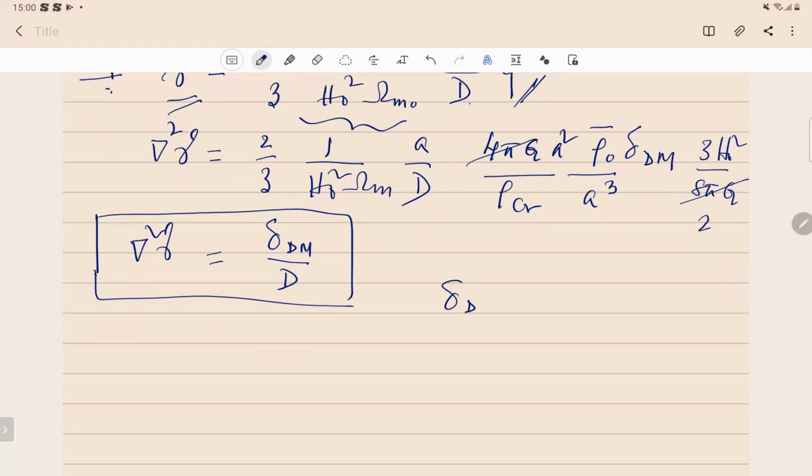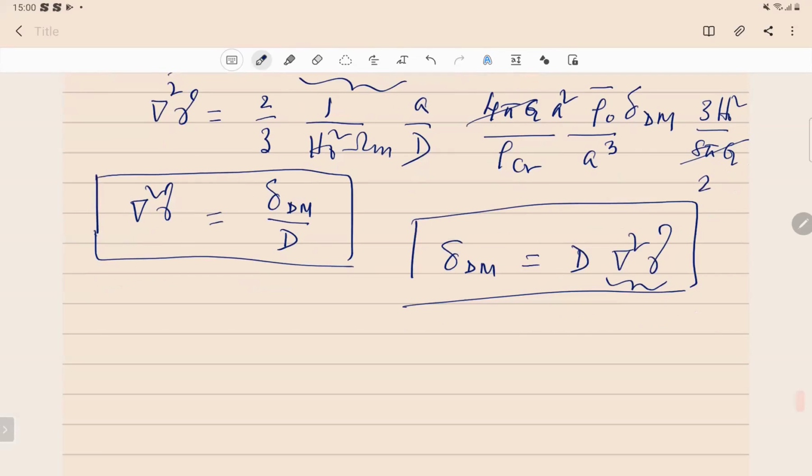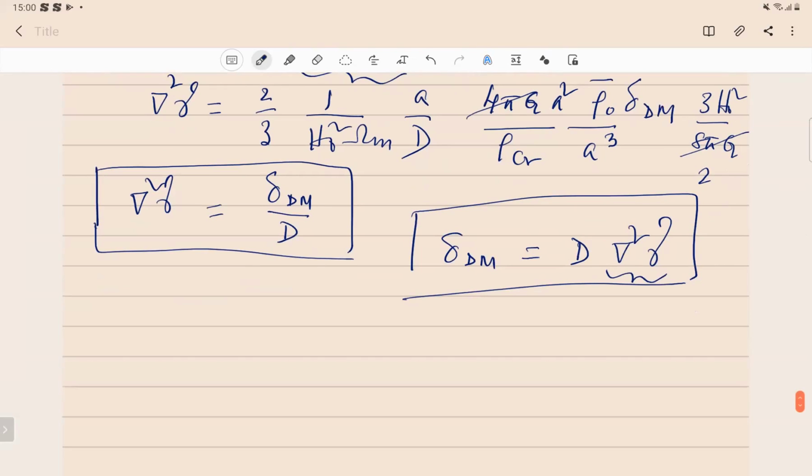So let me write this down. So delta dark matter, which of course has a time part and a space part, is then D, which has the time part, and del square gamma. This has all the space part, because this does not have any time, as we can see from here. Great.